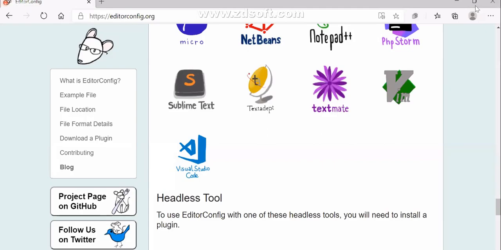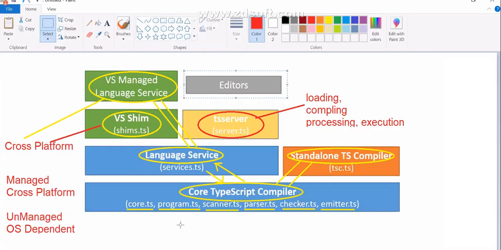So this is the basic architecture. So how does TypeScript actually work? We write the programs, we transcompile them, and we give them to the browsers.